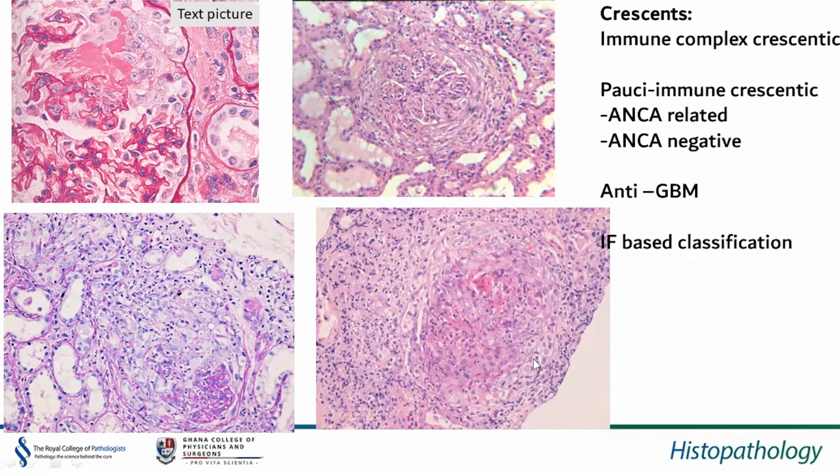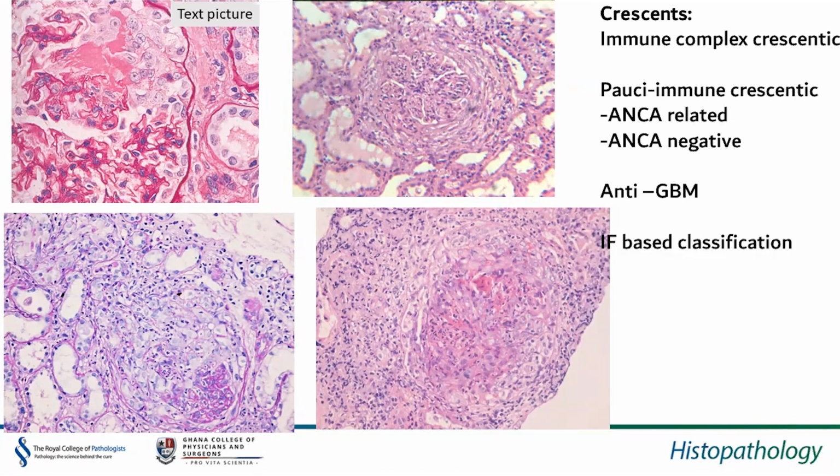And ANCA-associated crescentic glomerulonephritis has crescents which vary in appearance. Some glomeruli may have fibrous, some may have cellular, some may have necrotizing lesions. That's because ANCA follow a relapsing and remitting course, and these crescents therefore can be of varying ages. That is a very characteristic feature. When you see crescents of varying ages, you should think in terms of an ANCA glomerulonephritis.